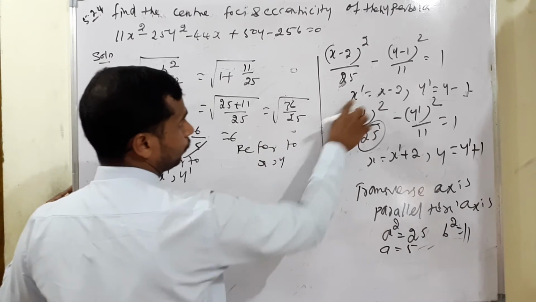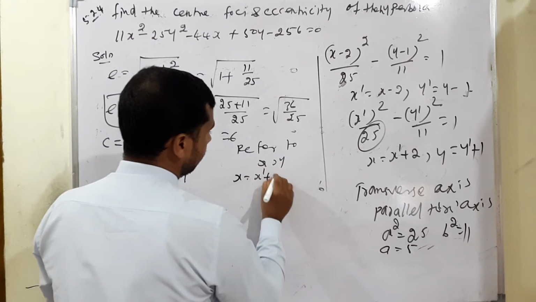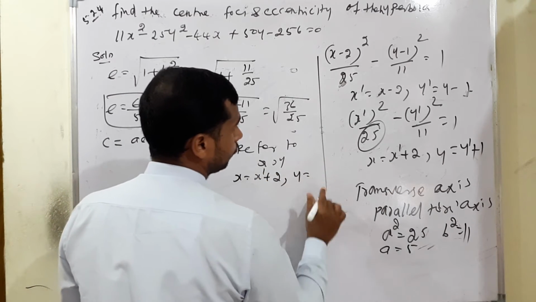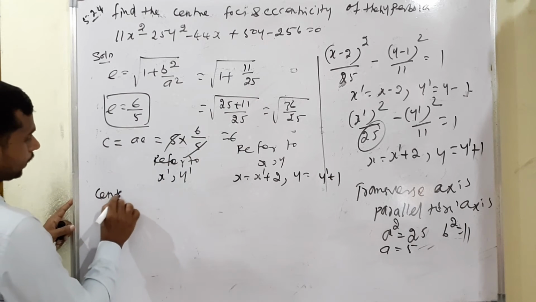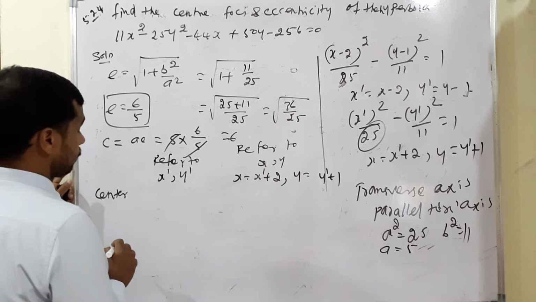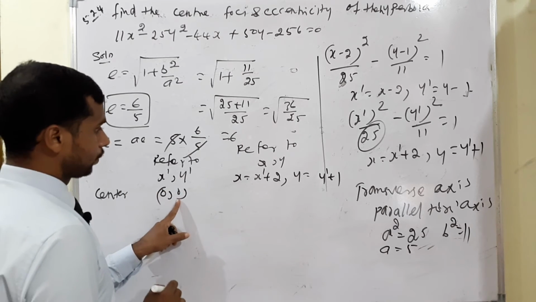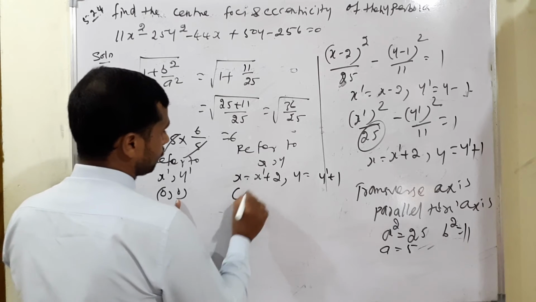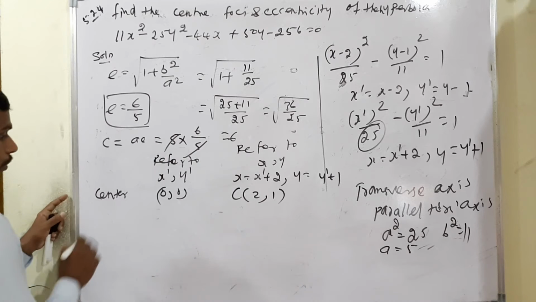What is the value of x = x' + 2 and y = y' + 1. First I am moving to find out the center. Center means (0, 0), isn't it? So (0, 0) means x' is also 0, y' is also 0. What will happen? Therefore, the center is 0 + 2 = 2, 0 + 1 = 1. Center value is (2, 1).